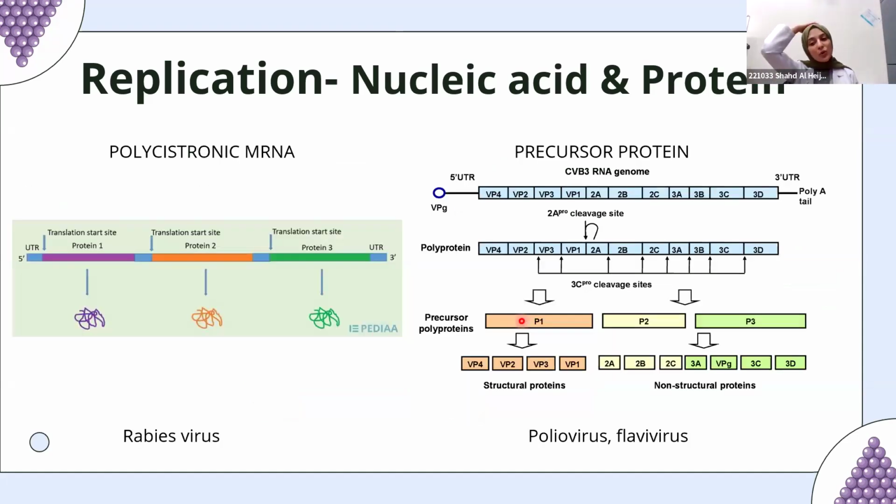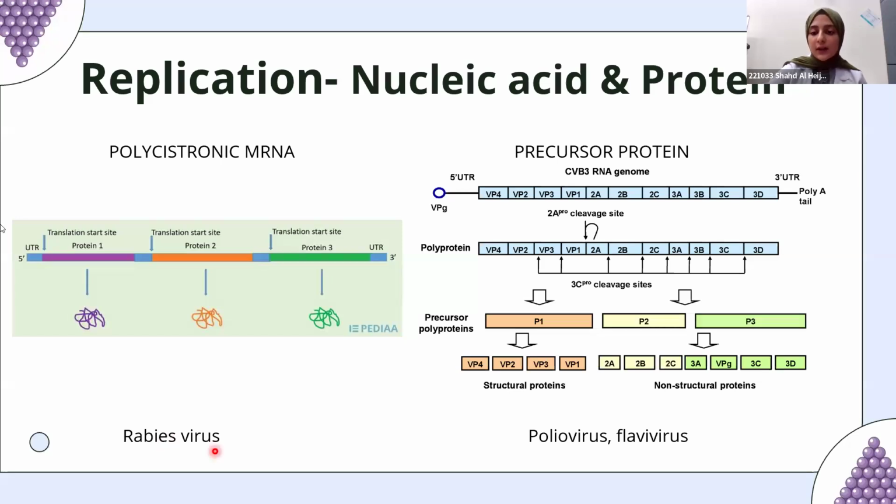Now for the proteins, you can either have a polycistronic mRNA or a precursor protein. What is the difference between them? In polycistronic mRNA, you have one mRNA strand encoding many proteins. So when you translate that mRNA, you translate it into different proteins initially. You're not forming one protein, you're forming many proteins from one mRNA. This is seen in rabies virus, which will have one mRNA making many proteins.